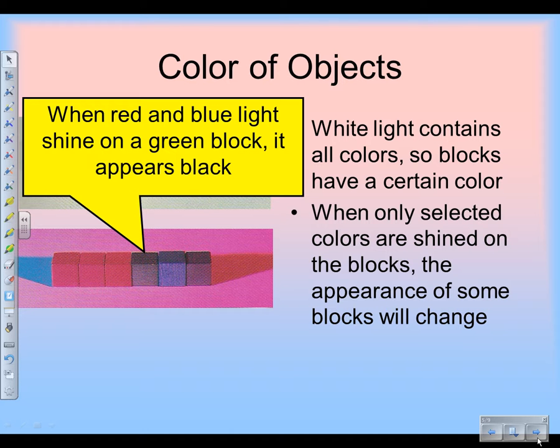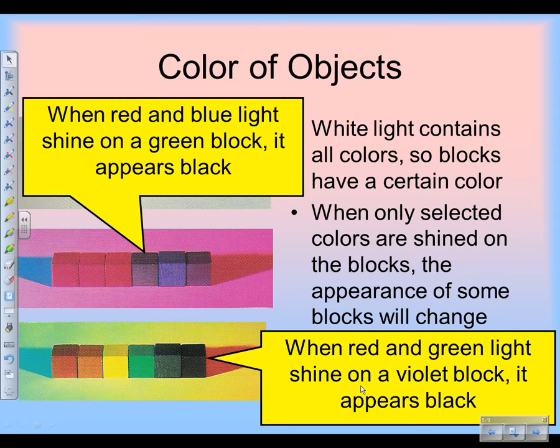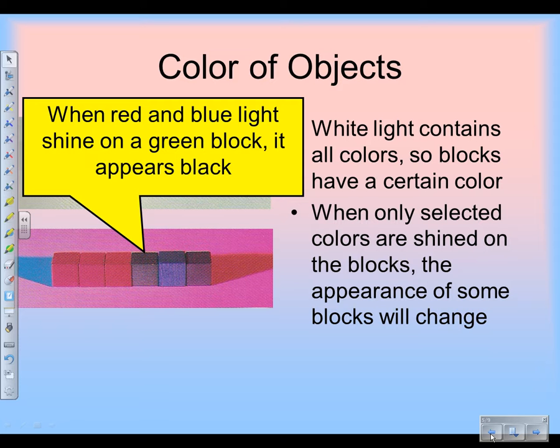But if we look at a different picture, like here, if we only shine red and blue light on these blocks, what happens? What happens to green? Black. Green turns black. Because blue's still blue and red's still red, right? But green is black. Why?